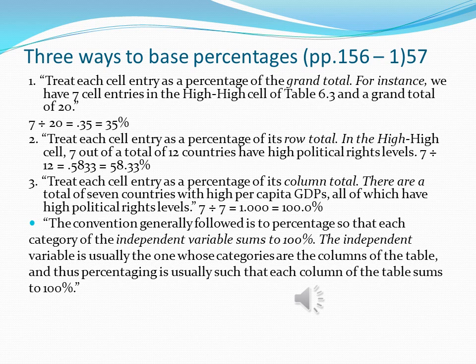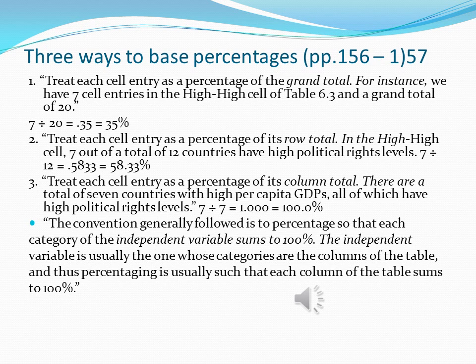Number 1, treat each cell entry as a percentage of the grand total. For instance, if we have 7 cell entries in the high cell in table 6.3 and a grand total of 20, what you do is divide 7 by 20, which comes to 0.35. That's easier to understand as a percentage, so we convert that to 35%, which is 0.35 times 100, or you move the decimal place 2 places to the right, and that becomes 35%.